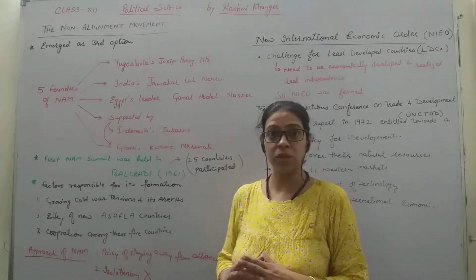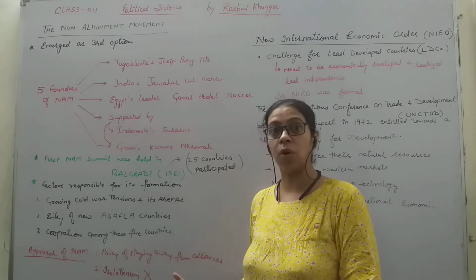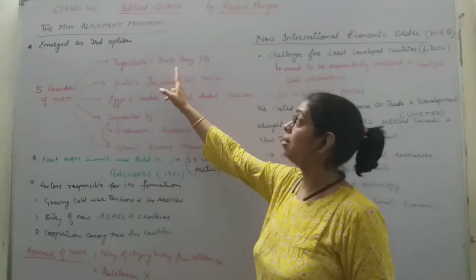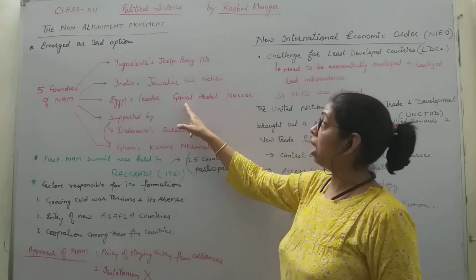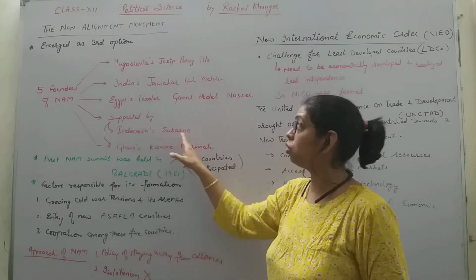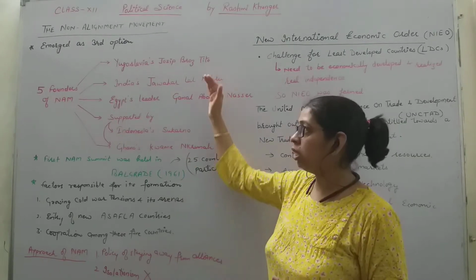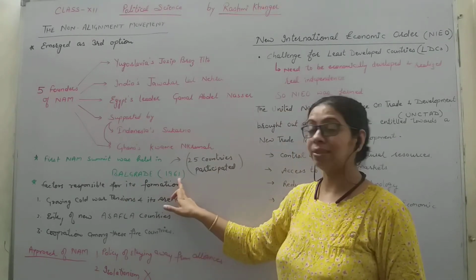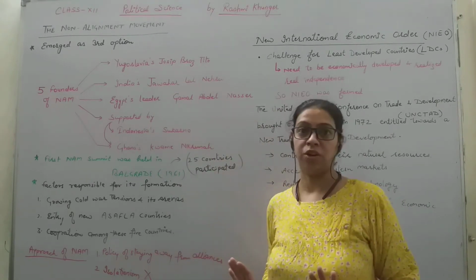Okay, so who were the founder members? Facts you need to learn. And if you need to go for IAS exams and all, you need to study this topic factually in detail. Okay, so five founders of the non-alignment movement: Yugoslavia's Josip Broz Tito, India's Jawaharlal Nehru, Egypt's Gamal Abdel Nasser, and these three were very strongly supported by Indonesia's Sukarno and Ghana's Kwame Nkrumah. Okay, so these you need to learn. Then the first NAM summit was held in Belgrade in 1961 where 25 countries participated. But these five are considered founder countries.